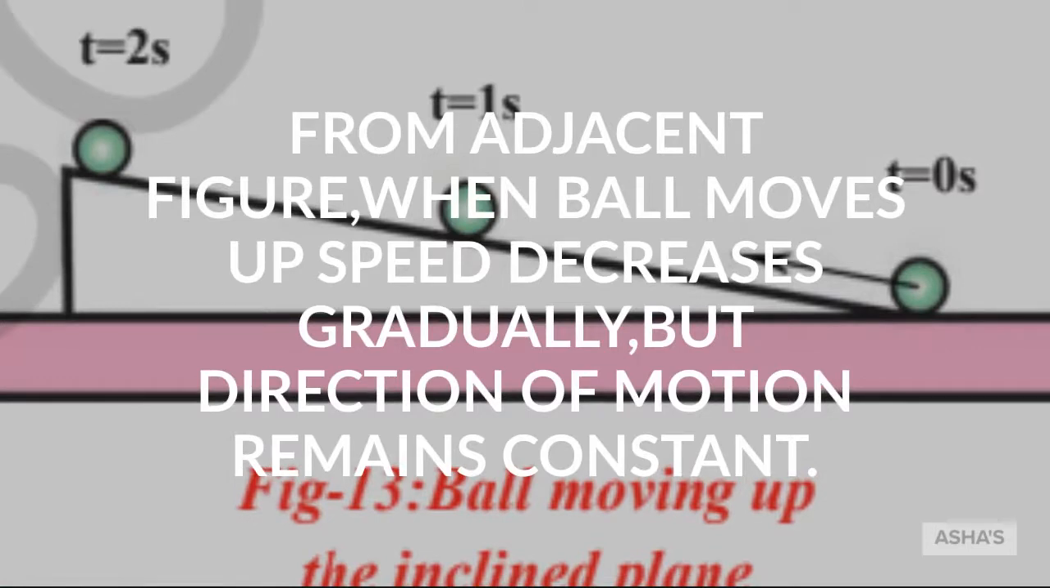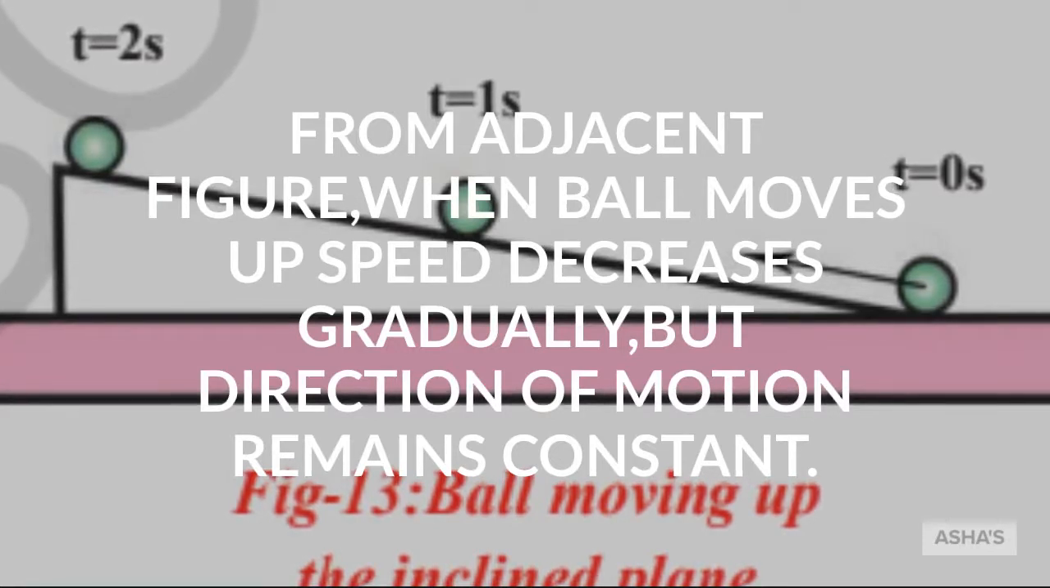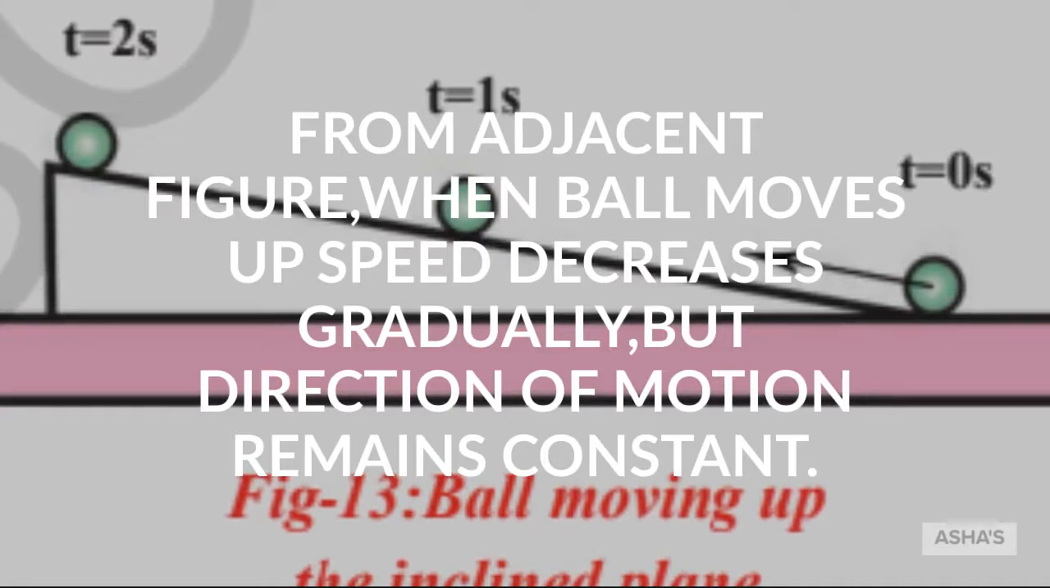Students, once again observe here. When the ball is pushed in the upward direction, that means it moves from down to up, we can observe that its speed gradually decreases, but there is no change in its direction.